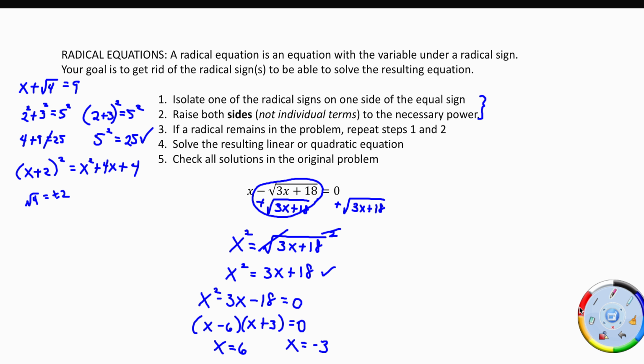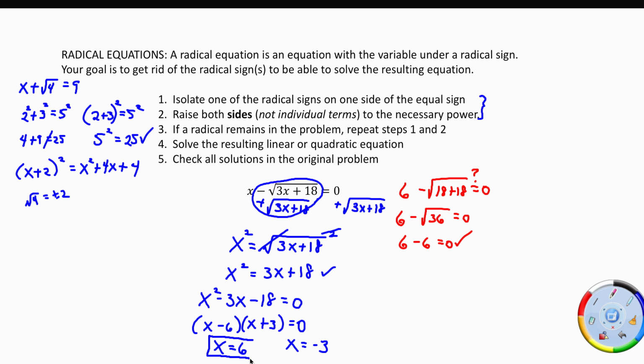Let's plug each one into the original equation. Let x be 6. So 6 minus the square root of 3 times 6, which is 18, plus 18. And I want to know, does that equal 0? Is 6 minus the square root of 36 equal to 0? The square root of 36 is 6. 6 minus 6 is 0. Yes, so there's one answer.